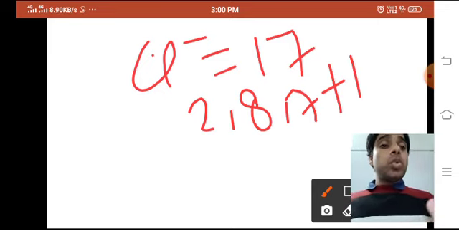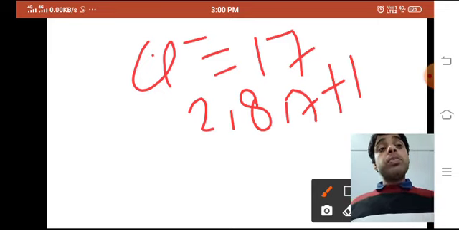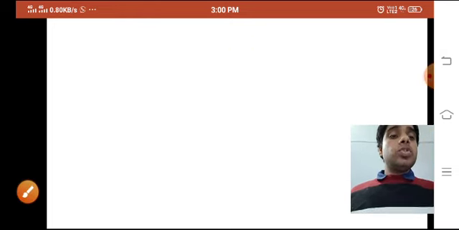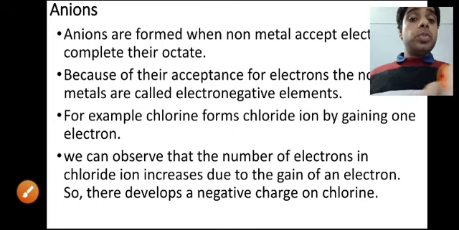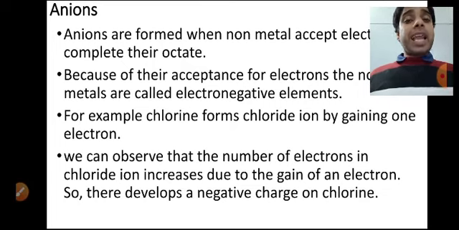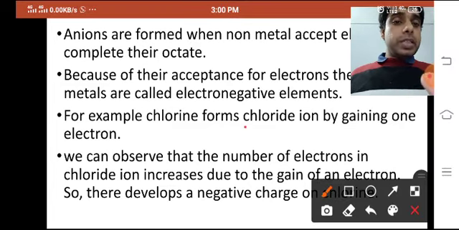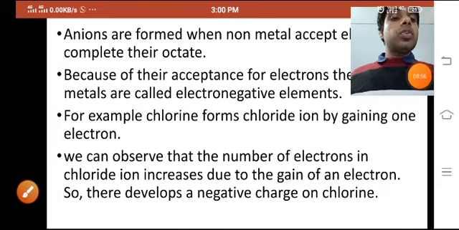Now you can see the total number of electrons will also change. Here 2 plus 8 is 10; earlier it was 17, plus one more electron it has accepted. So the total number of electrons you can count would be 18. As it has accepted one electron, it is called electronegative. Okay now, the name will also change: chlorine forms the chloride ion after gaining one electron.